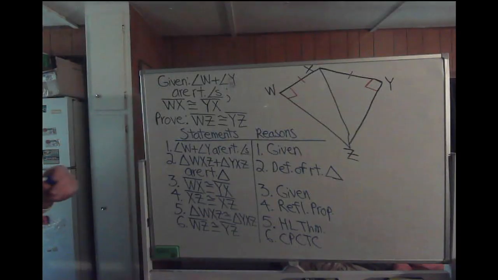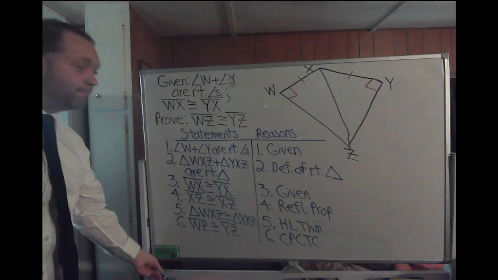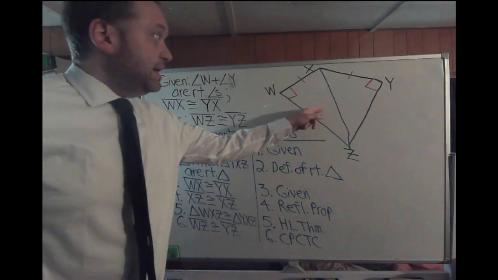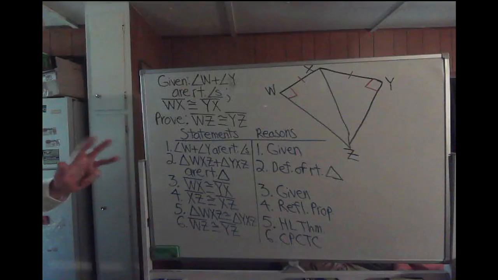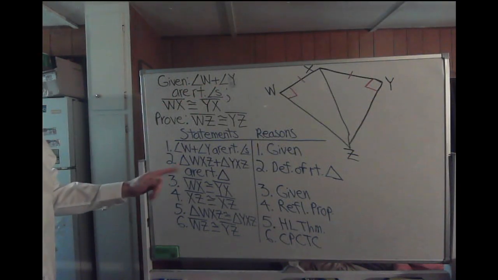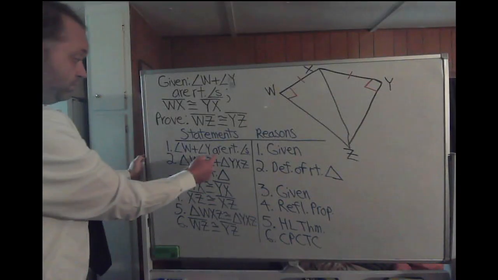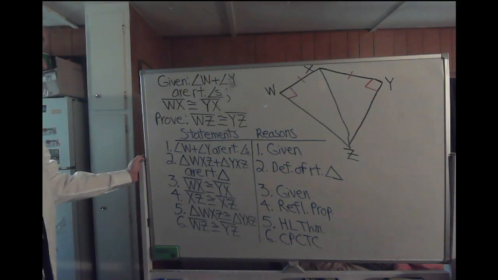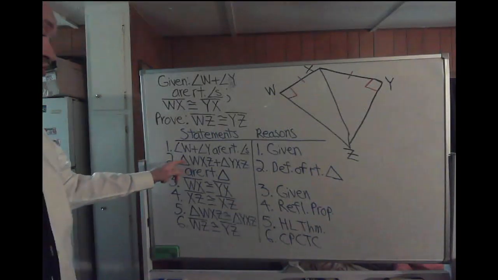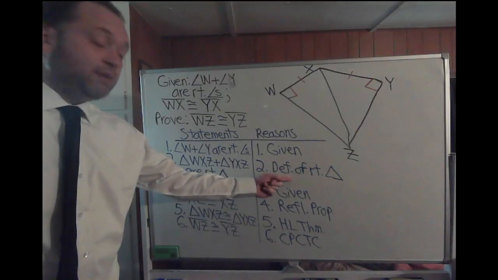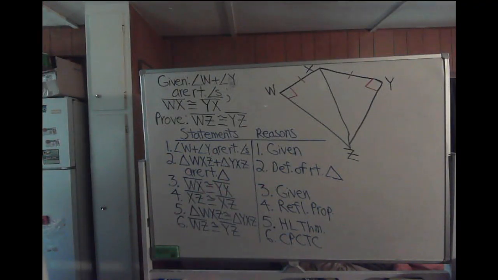Okay, so let's go through this proof again here. So we have our two right triangles, WXZ and YXZ, side by side. We're given that angles W and Y are right angles. So that was our first statement. That, of course, was given. By that definition, that means that triangles WXZ and YXZ are right triangles. That's, of course, by the definition of a right triangle.